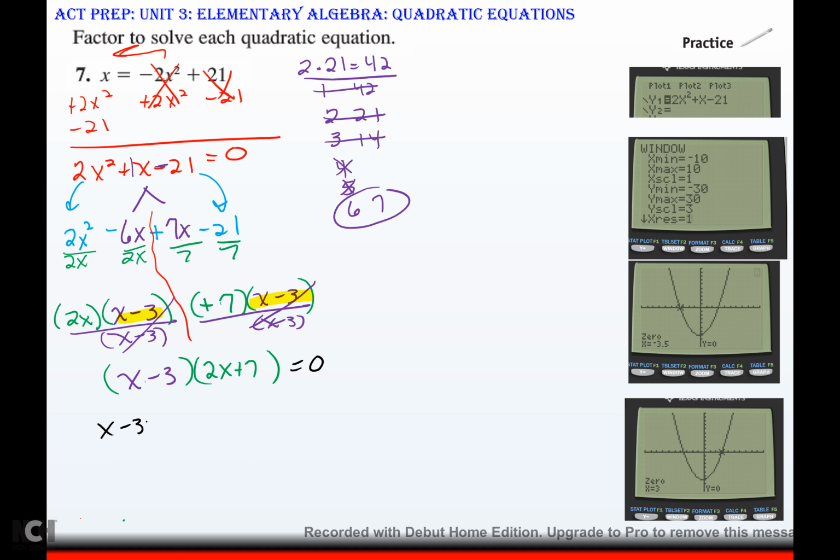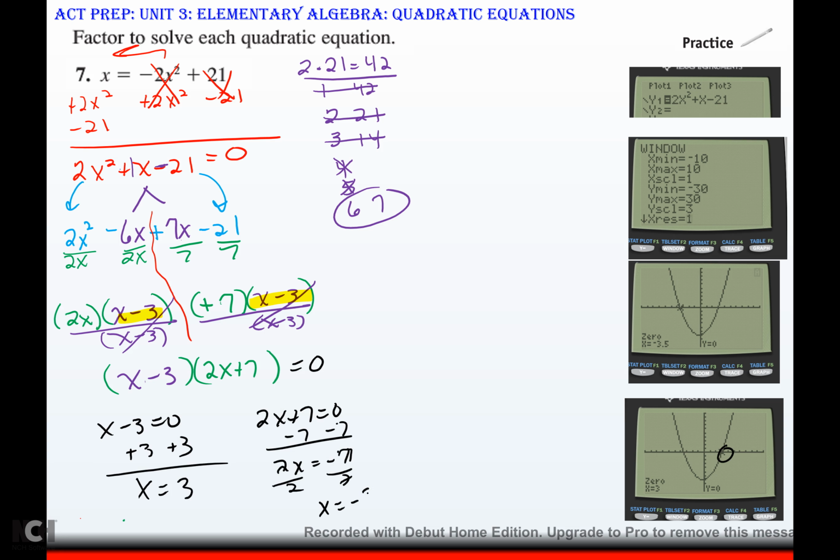So x minus 3 equals 0, add 3. Add 3 is when x equals 3. Okay, there's that one. And then I have 2x plus 7 equals 0, minus 7, 2x equals negative 7. Divide by 2, and I get x equals negative 3.5. And there's that one.